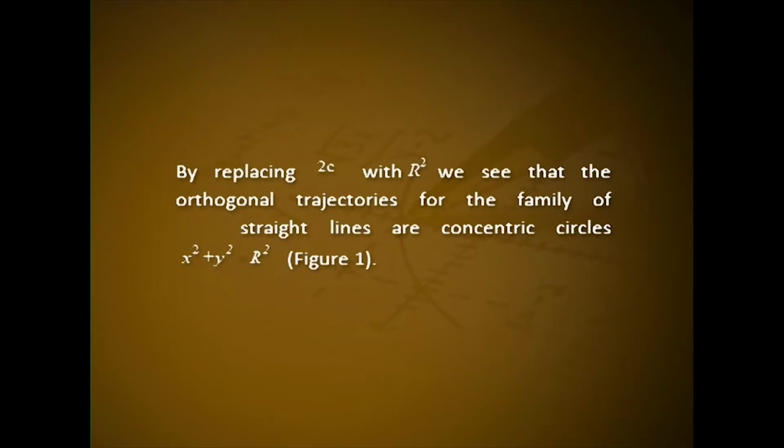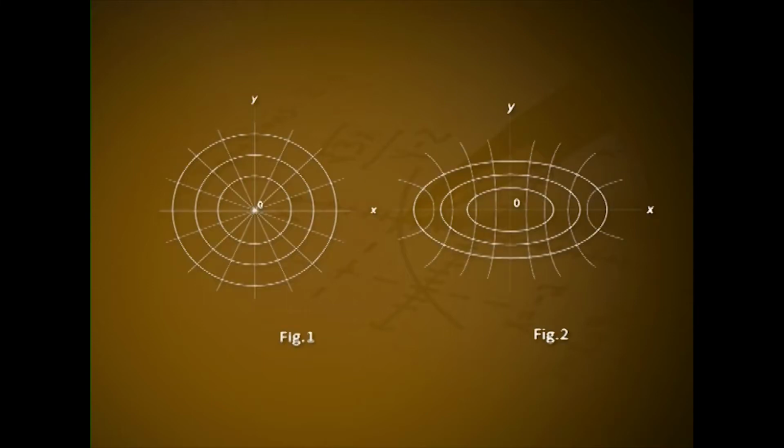dx/dy = −y/x implies y dy = −x dx, which implies ∫y dy = −∫x dx, which implies y²/2 = −x²/2 + c, which implies x² + y² = 2c. By replacing 2c with r², we see that the orthogonal trajectories for the family of straight lines are concentric circles x² + y² = r², as shown in figure 1.